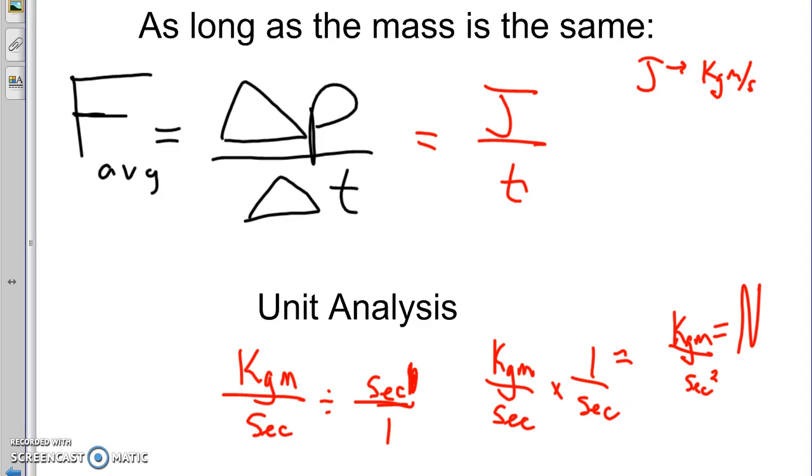This must be true. If you take an impulse, which is in kilogram meter per second, and you divide it by the time, which is in seconds, you get units of kilogram meter per second squared. In other words, you get units of newtons, which means that must be a force. So we can use this to figure out forces. A force can cause a change in momentum, which is an impulse.